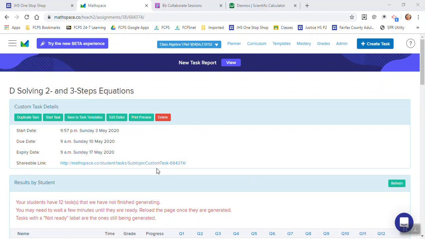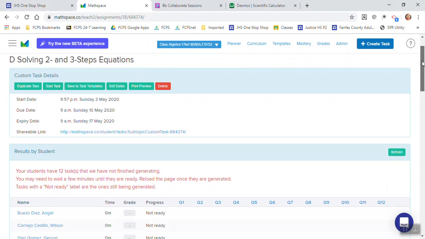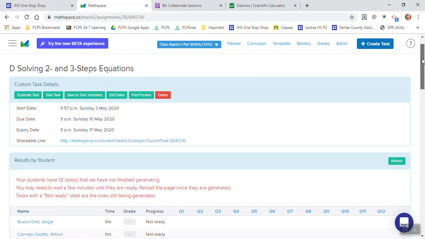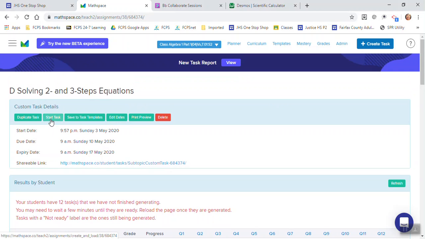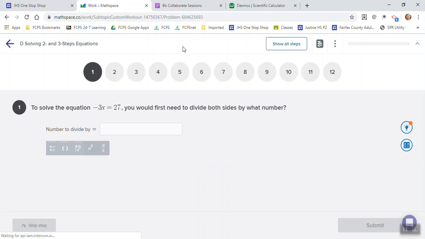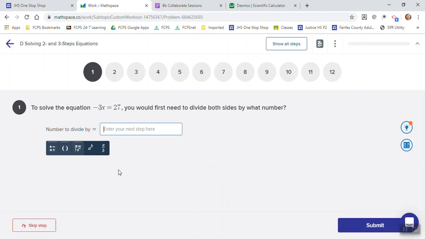So this is the topic of two- and three-step equations that you would have to do a lot next year when you go to Algebra 1, and this is a very important topic. So let's go with the math assignment. Start the test. I have 12 questions here that I want to go over with you.